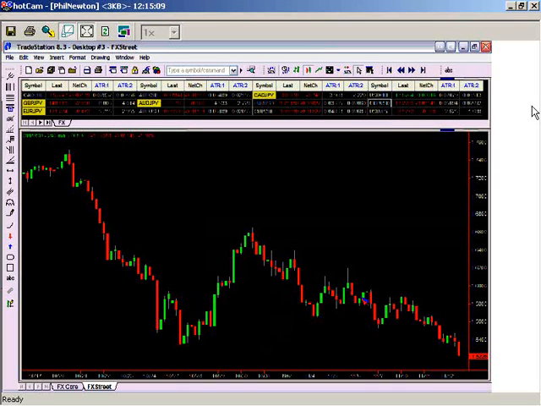So let's just take a look at some trades. Let's see how to apply this with a strategy, and then we'll look at how to apply this same technique for trade management.